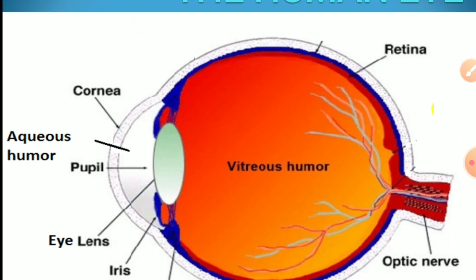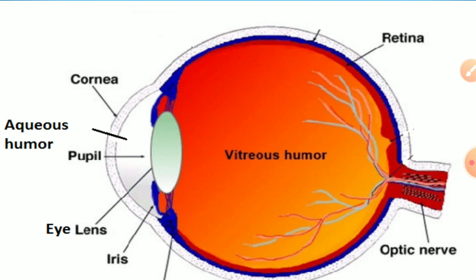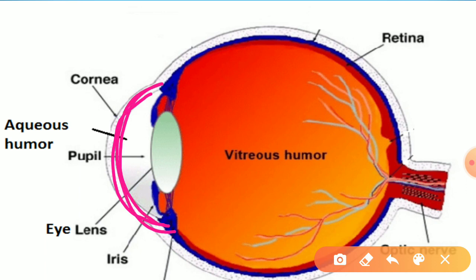You can see in the diagram, this is an eyeball. Everything is fitted in the eyeball. Our eyeball is almost spherical. The first transparent layer in front of our eye is known as cornea. It is whitish in color and it is tough. It protects the human eye from any outside material entering into our eye.